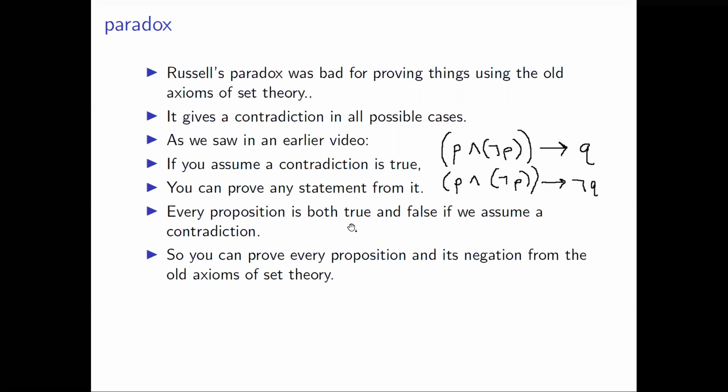And this is bad because if we use the old axioms of set theory, we get a contradiction, and we can prove every proposition and its negation in the language of set theory from those old axioms. So those axioms don't tell us anything useful because they say that everything is both true and false. So they're useless.